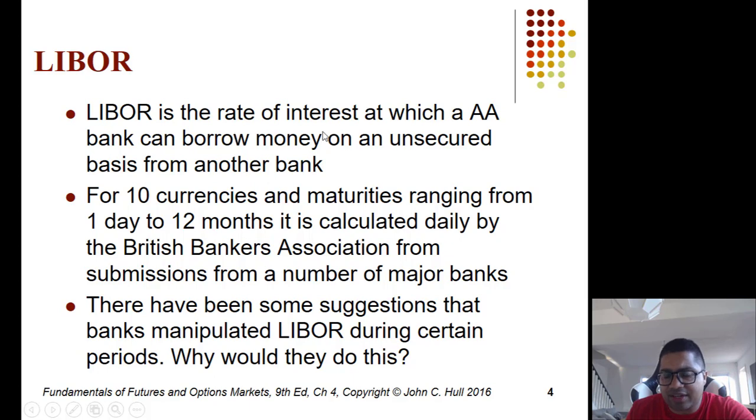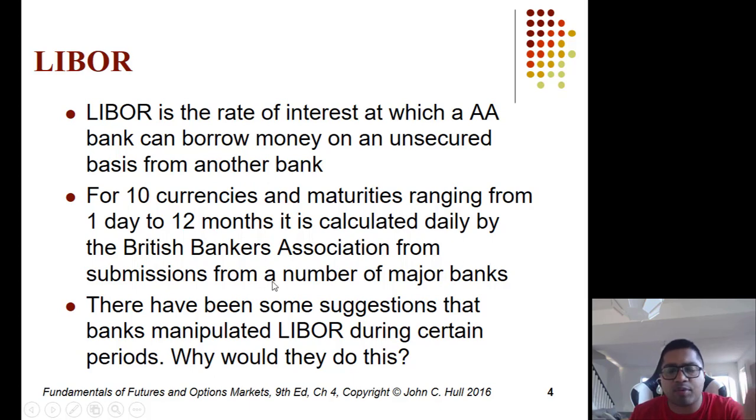So LIBOR is the rate of interest at which AA banks can borrow money on an unsecured basis from other banks. One more important thing, LIBOR is unsecured. There is no collateral required, right? For 10 currencies and maturity ranging from 1 day to 12 months, it is calculated daily by the British Bankers Association from submissions from almost 18 major banks in the world.